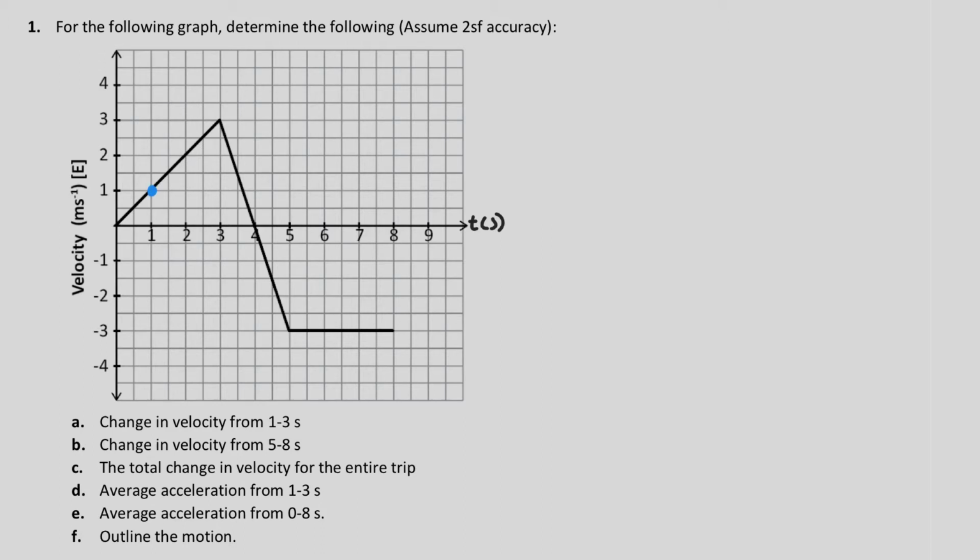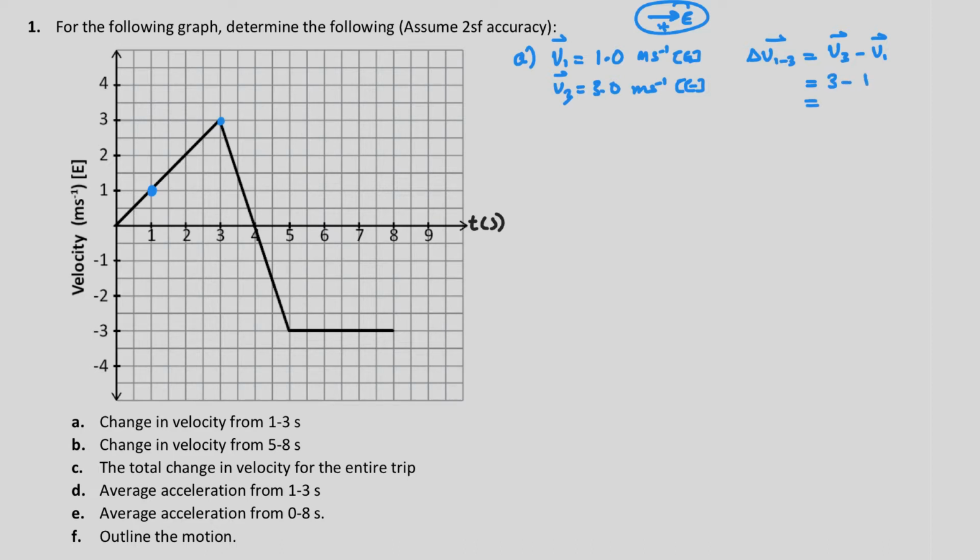So at time 1, I'll just do part A. So velocity 1 is equal to 1, and velocity at time 3 is equal to 3. And my unit is meters per second east. To find the change in velocity, I just subtract one from the other. So change of velocity from 1 to 3 is velocity 3 minus velocity 1. I'm going to take east to be positive, and velocity 3 minus 1 gives me 2.0 meters per second in the east direction.